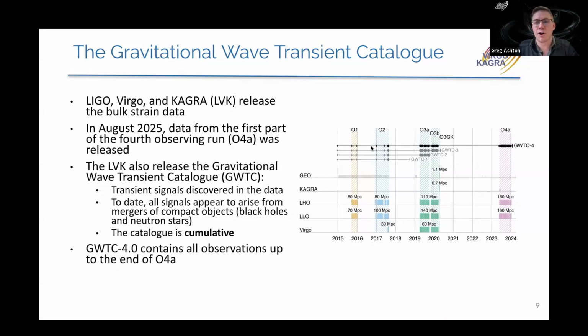And what you'll notice is these horizontal lines indicate each of the catalogs. So GWTC1 included data from O1 and O2. GWTC2 then covered data up to the end of O3A. There was then also a GWTC 2.1 that covered the same period, a GWTC 3 that went up to the end of O3B, and now GWTC 4 includes data up to the end of O4A. So each of these data sets is cumulative in the sense that we consider GWTC 4 to contain all of the events from O1 through to O4.